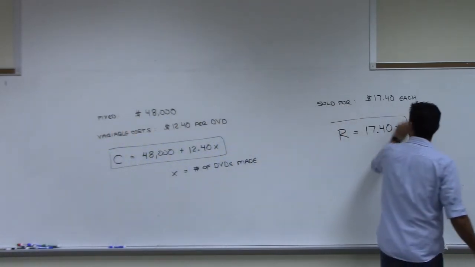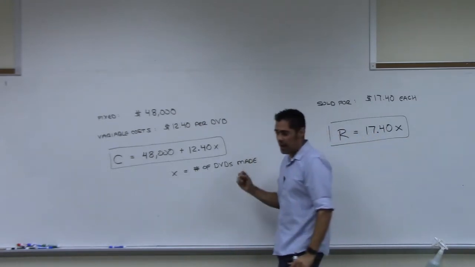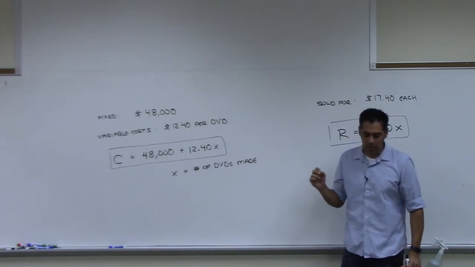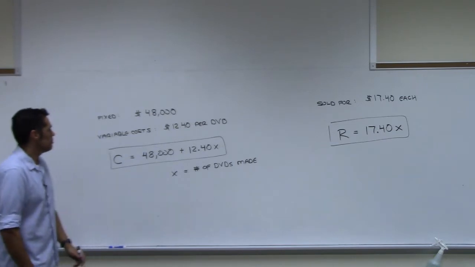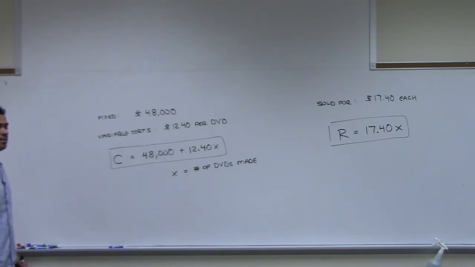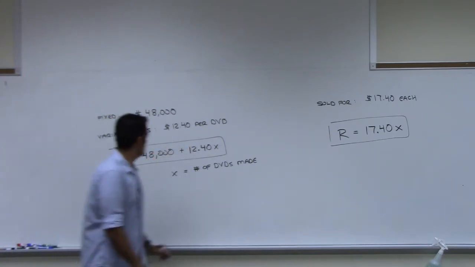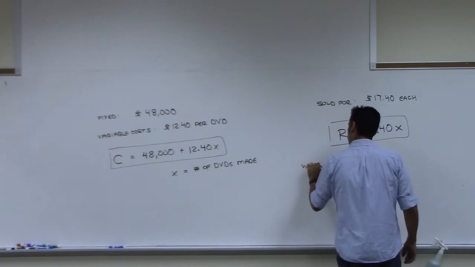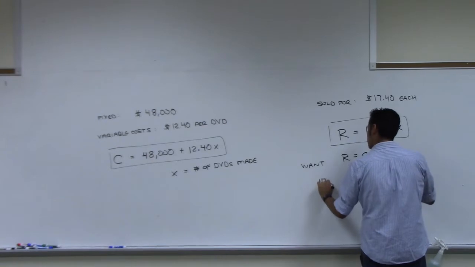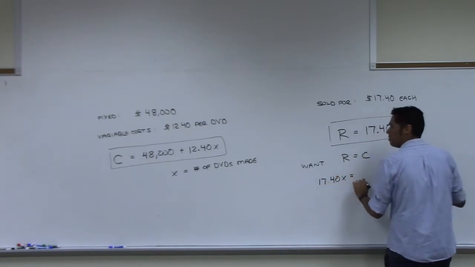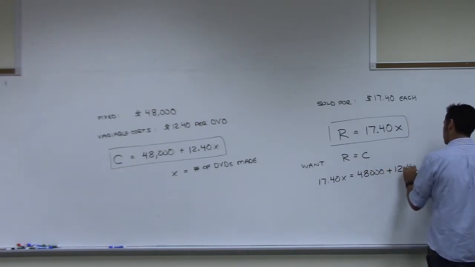And now what we need to do is, it says, just so we understand the wording, how many DVDs must be manufactured and sold in order for the company to break even? To break even. So that means I want to set these equal to each other, right? I want revenue and cost to be the same. So I want revenue to be equal to cost, which means I set 1740x equal to 48,000 plus 1240x.